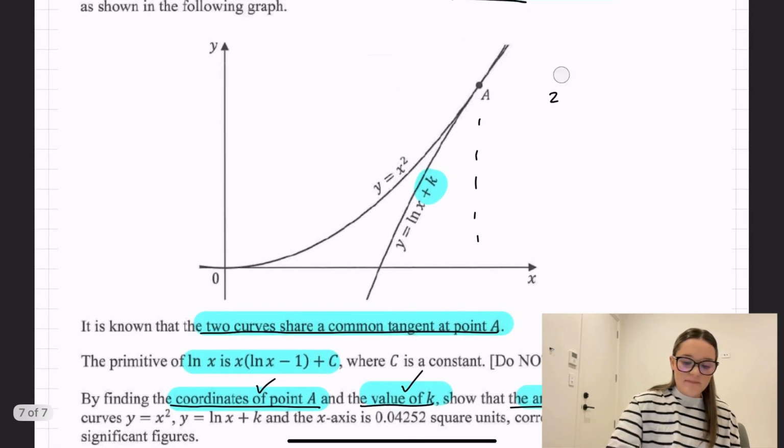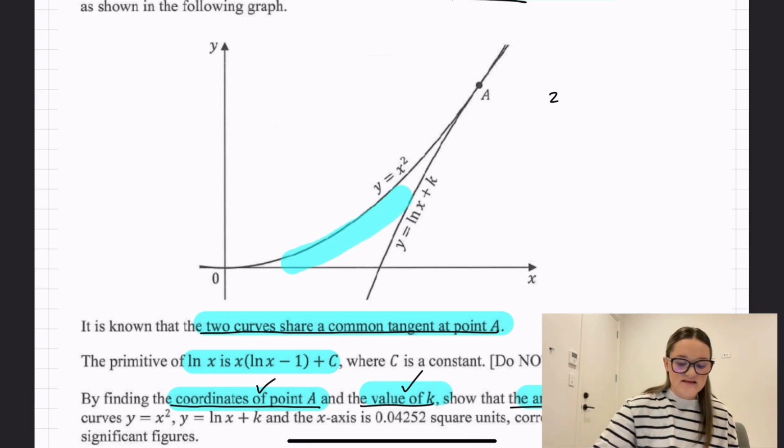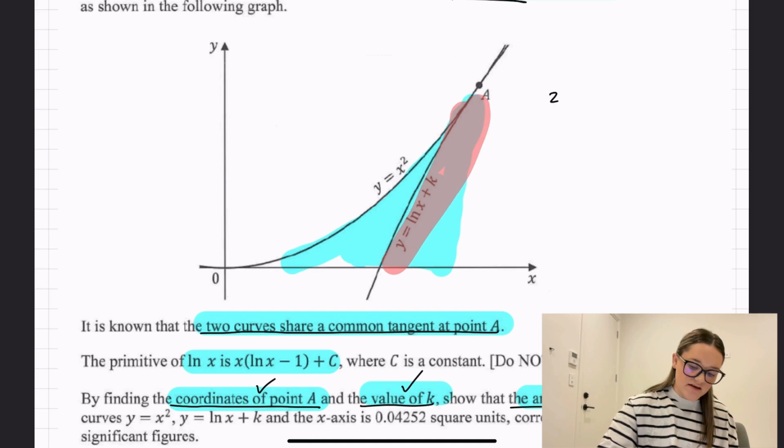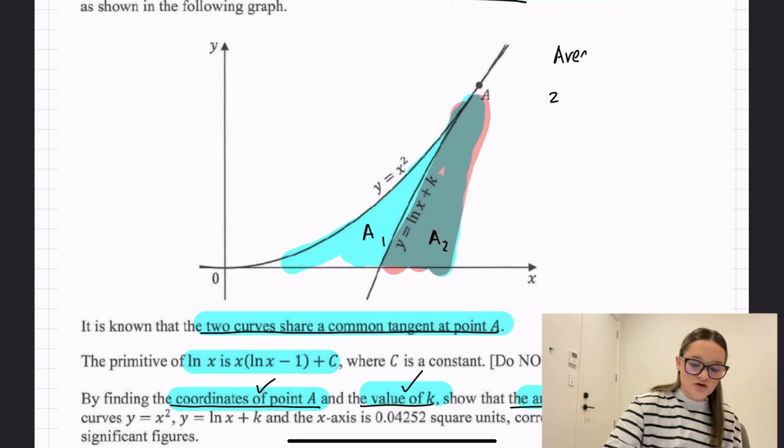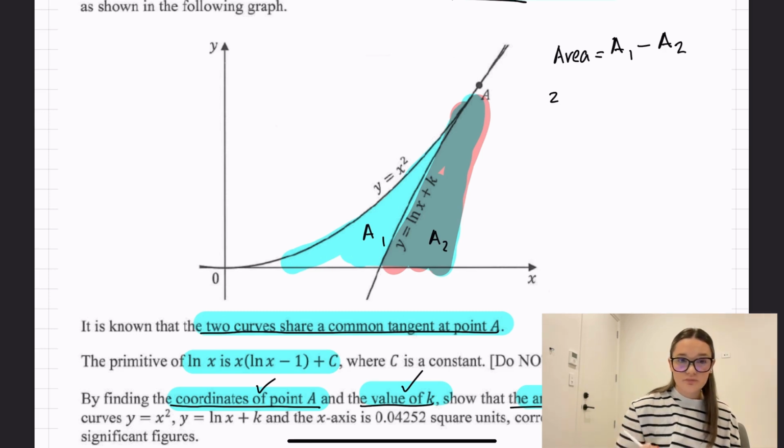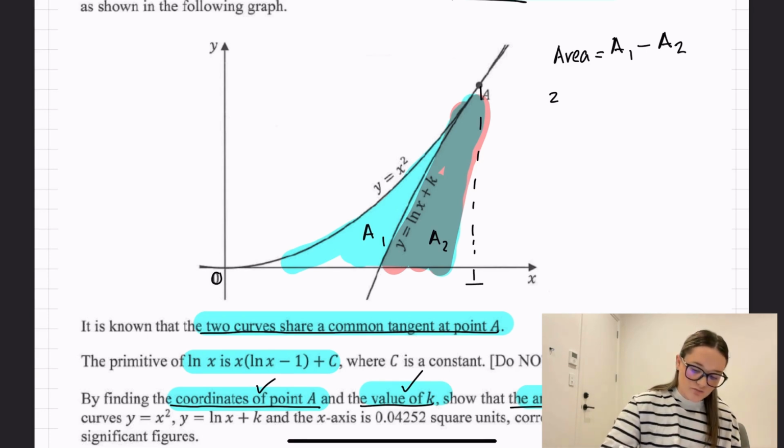To find the area bounded by these curves, I'm going to use the approach that the area is going to be this area here minus this area here. So to make this a bit easier, I'm going to label this A1 and A2. And I'm going to say that the area bounded by the two curves is going to be area 1 minus my area 2. So the values that I need here: I've got this 0 function here, and I've got the x value of my A coordinate, which is 1 on root 2.